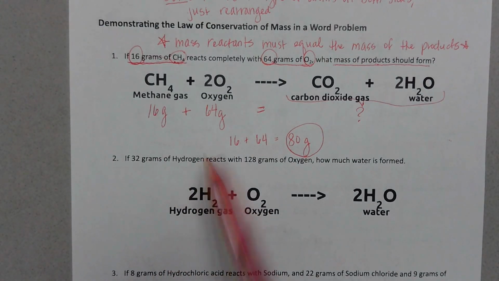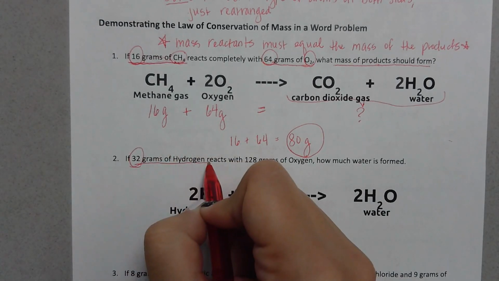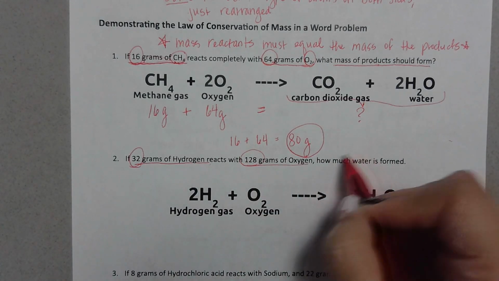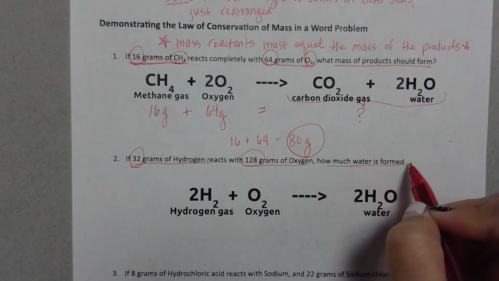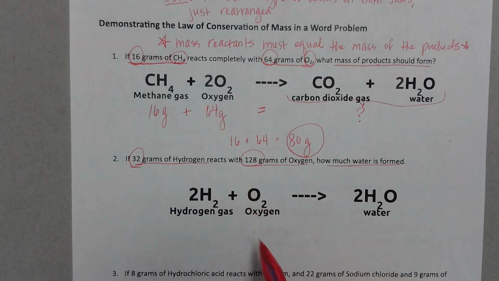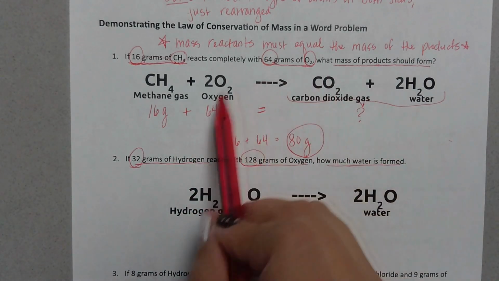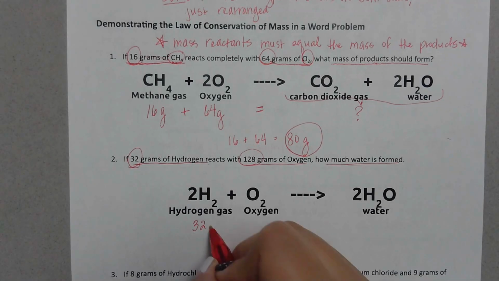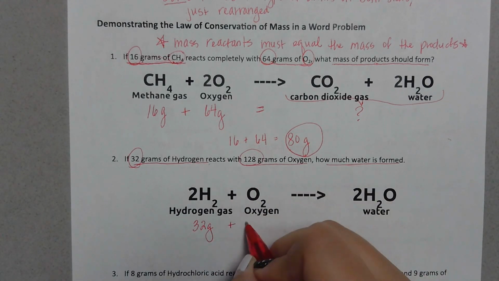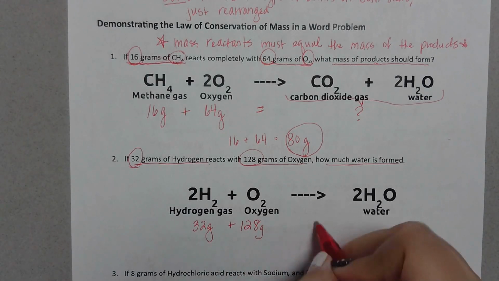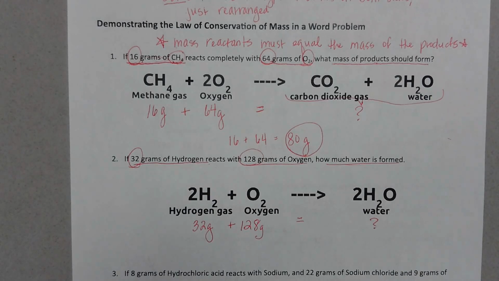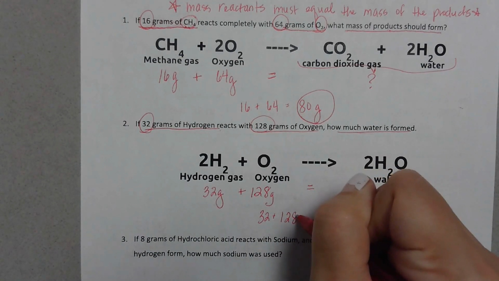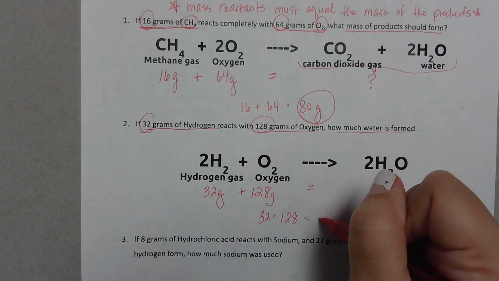If 32 grams of hydrogen, that's this right here, reacts with 128 grams of oxygen, how much water is formed? So this is going to be done the same exact way as this one. So it gave us 32 grams of hydrogen plus 128 grams of oxygen equals some amount of water. So we're just going to do 32 plus 128, which is going to give us 160.